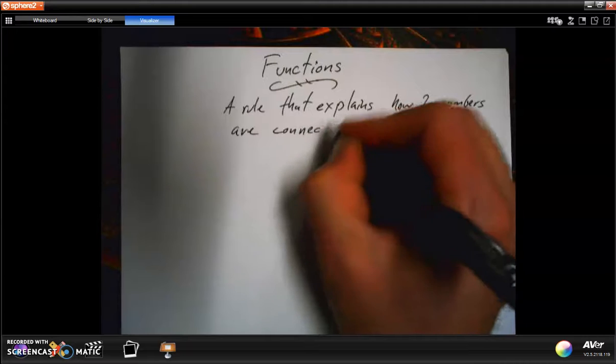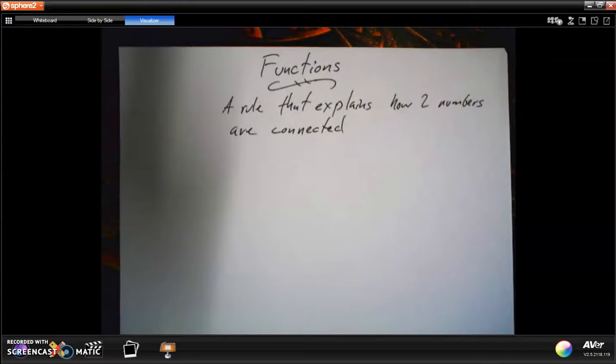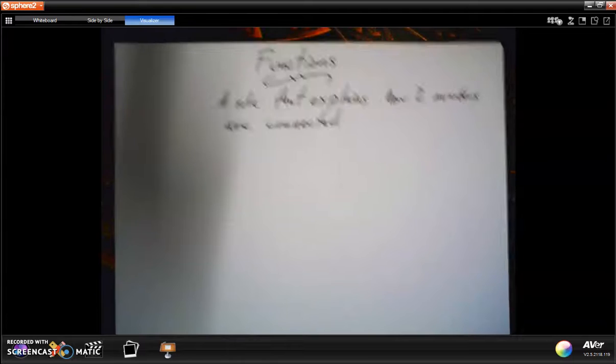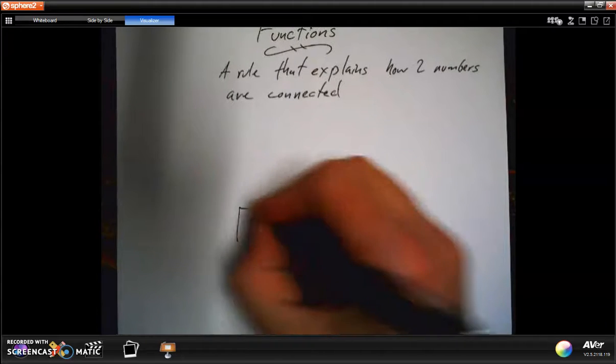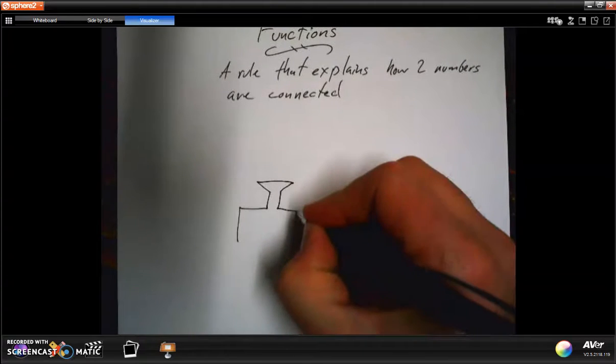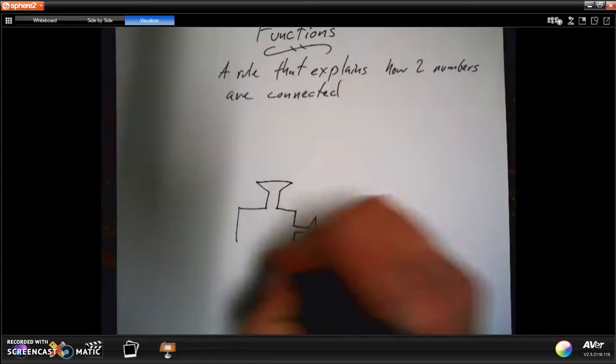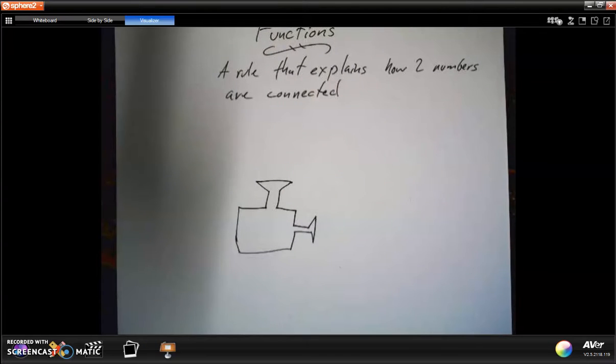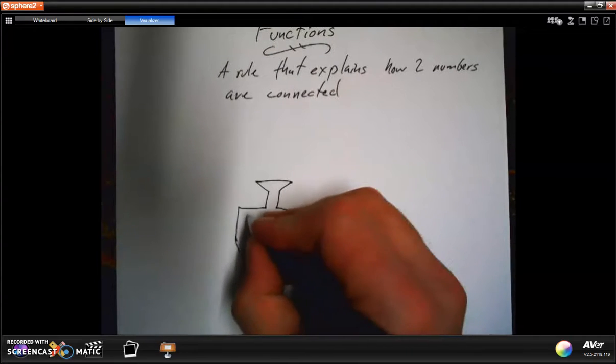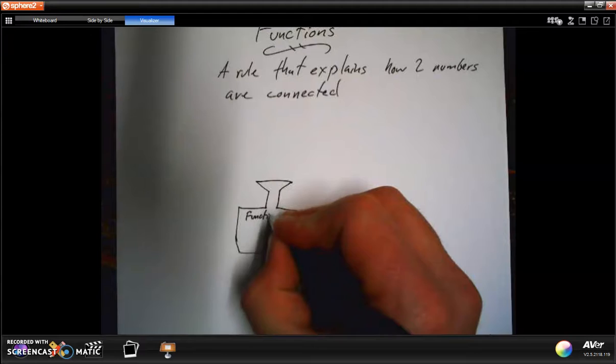Now, before I go further into detail with that, let me explain how functions work. I do that by drawing what I call the function machine. So here's a function machine right here. Kind of looks like a meat grinder, right? This is a function machine.